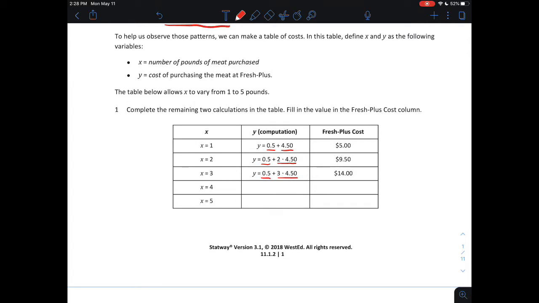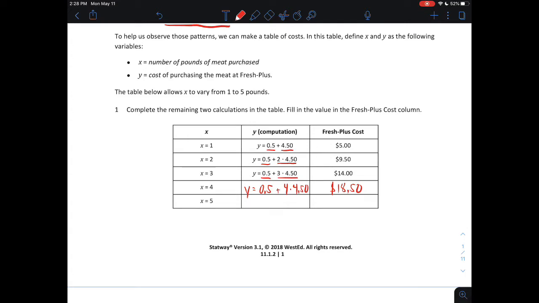So now if she goes to the store and buys 4 pounds of meat for the second to last row, Y, the computation would be 0.5 for the cost of the trip plus 4 pounds times $4.50 per pound. So again, use your order of operations. 4 times $4.50, that's $18. Then add the 50 cents, that's a total of $18.50.